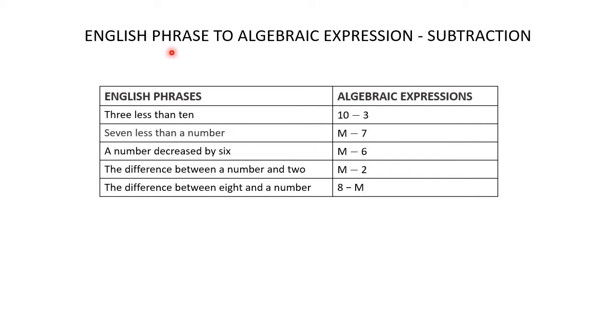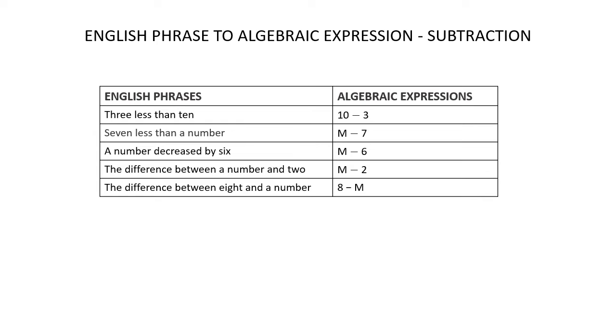Let's translate a few English phrases to algebraic expressions. These phrases indicate that you have to do subtraction in the problem. Let's look at this phrase. 3 less than 10. This means that you have to subtract 3 from 10. So 3 less than 10 means 10 minus 3.